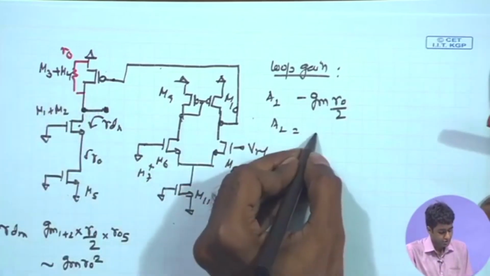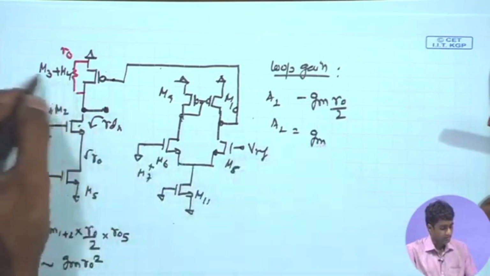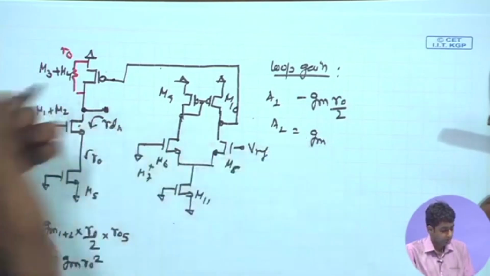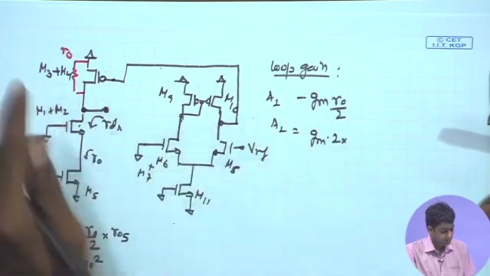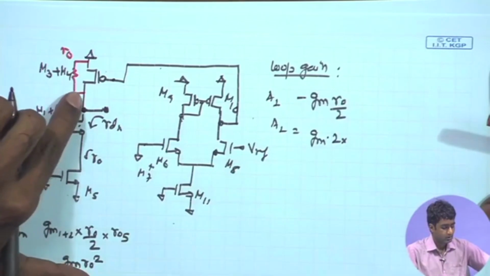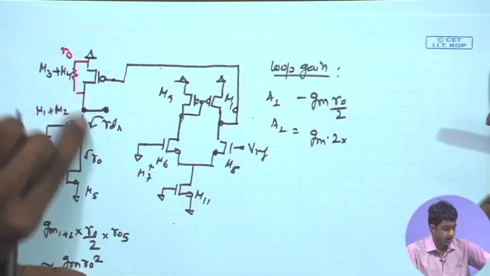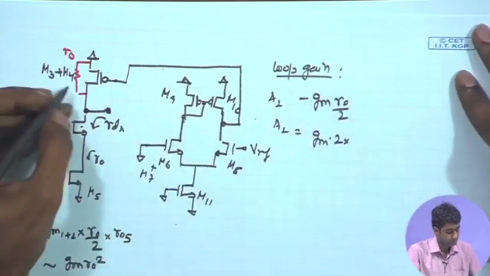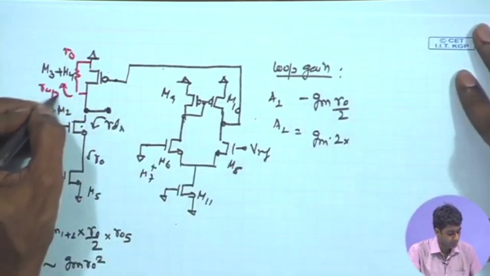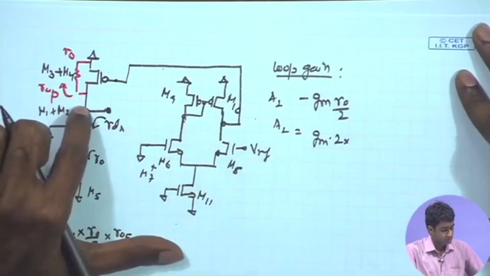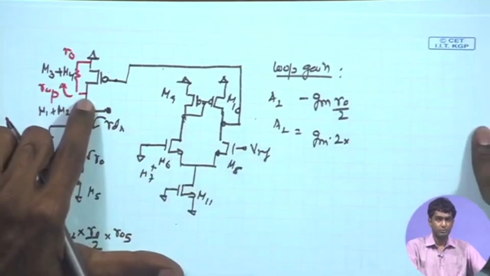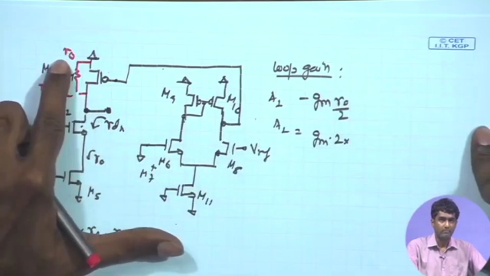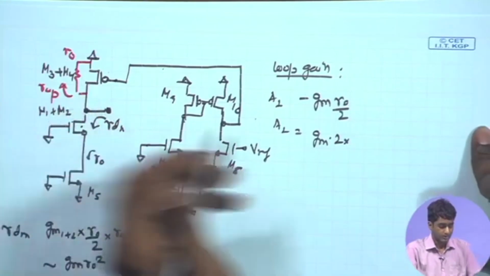will be gm3 plus 4. So, I can call it 2 times gm, times the overall parallel combination of R down parallel R up. Here you have the small signal resistance looking up, R up. So, the overall small signal resistance at this output node is a parallel combination of R up and R down.